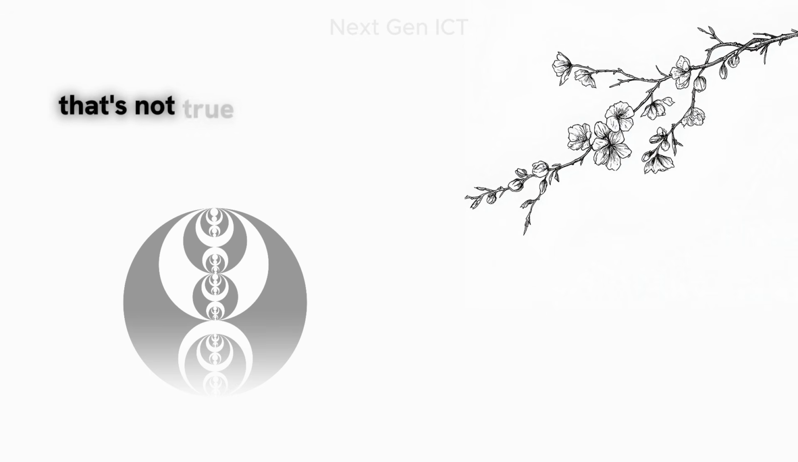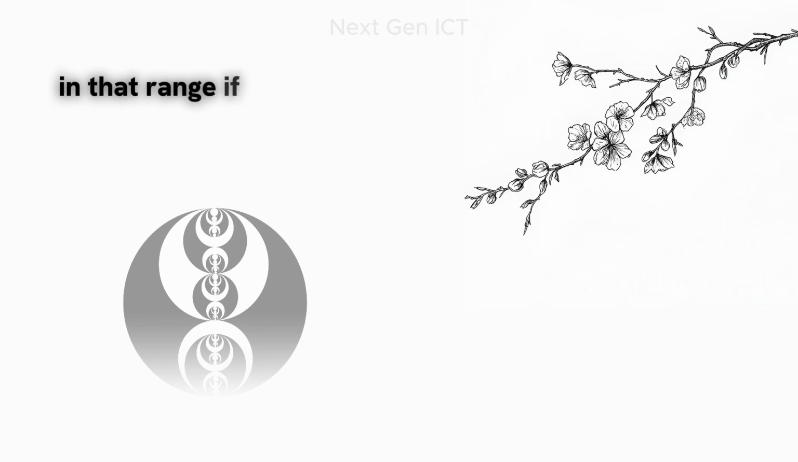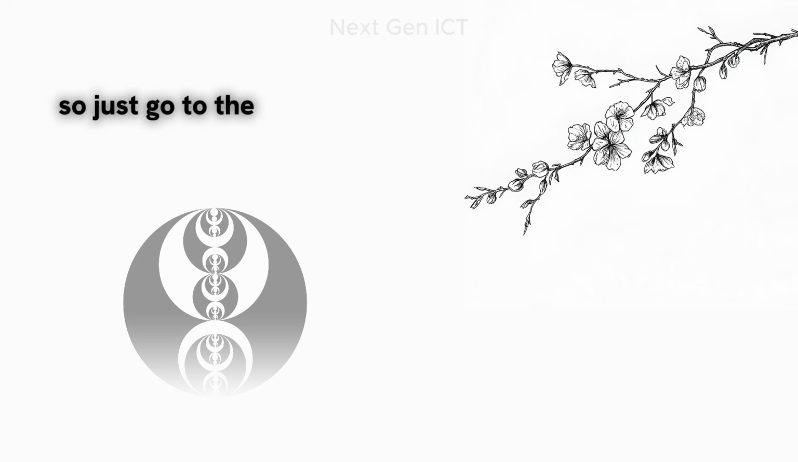No, it's not true. But in a price run from an old high down to an old low, in that range, if you're working your way back up, the PD arrays form exactly like the PD array matrix I gave you in that core content. And you learn that in month 5 content, in case you're wondering where that's at. So just go to the month 5 playlist and go through that, and you'll see all that stuff there.